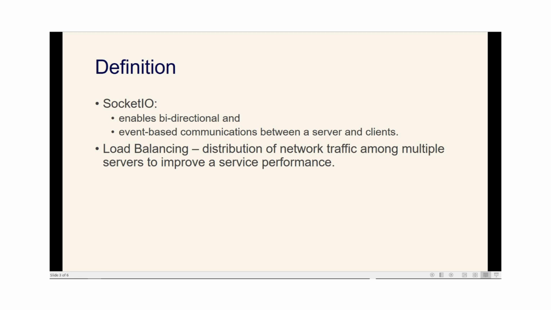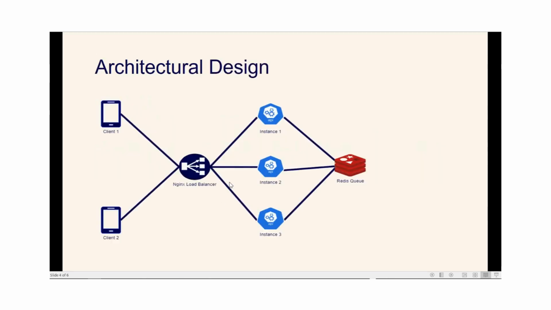Load balancing is a distribution of network traffic among multiple servers to improve a service's performance. In our particular case, we have multiple Flask API instances handling our SocketIO events. So let me show you the structure of our system. This is the structure of our system today.